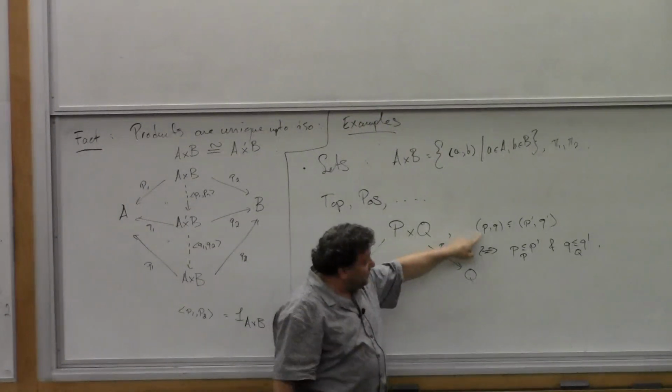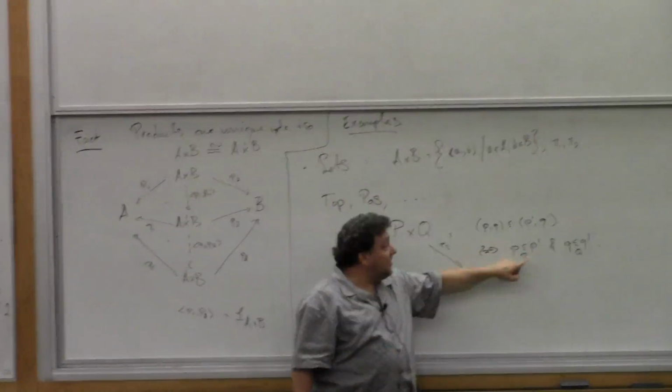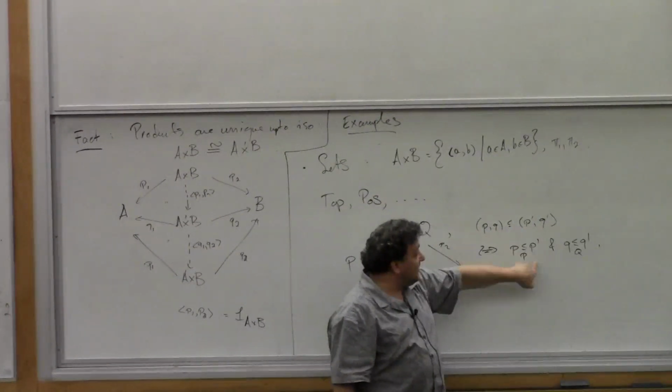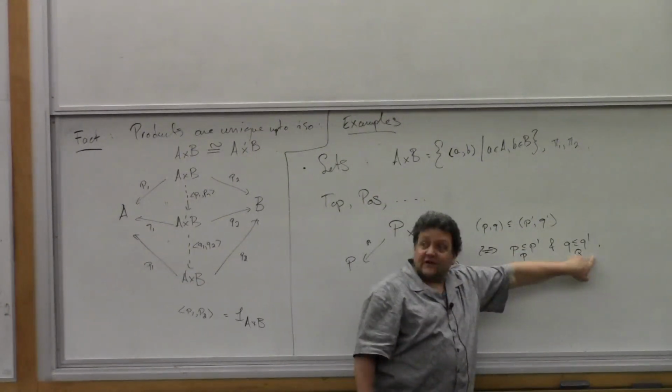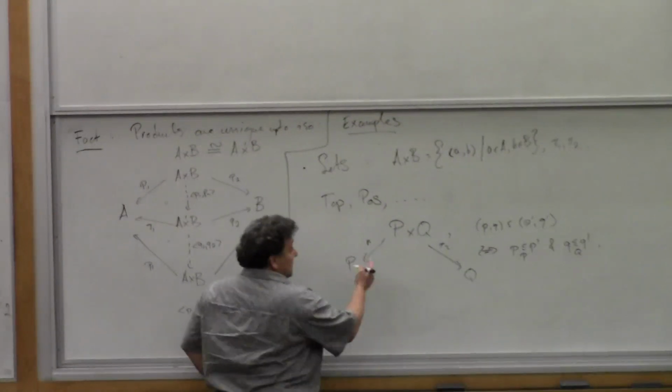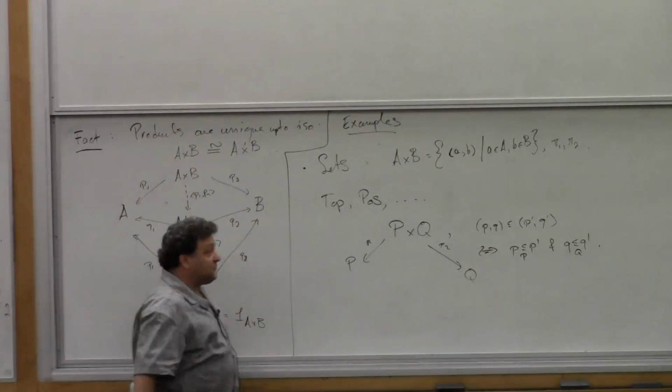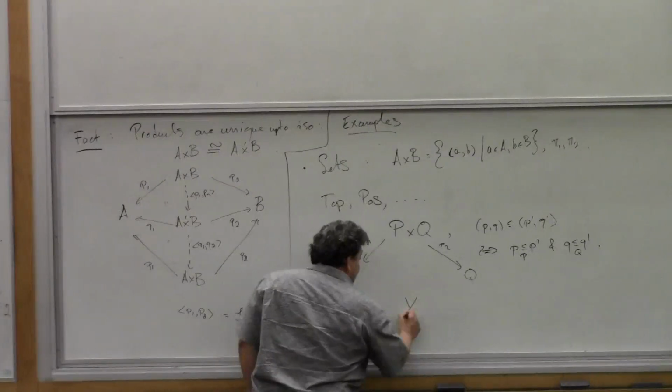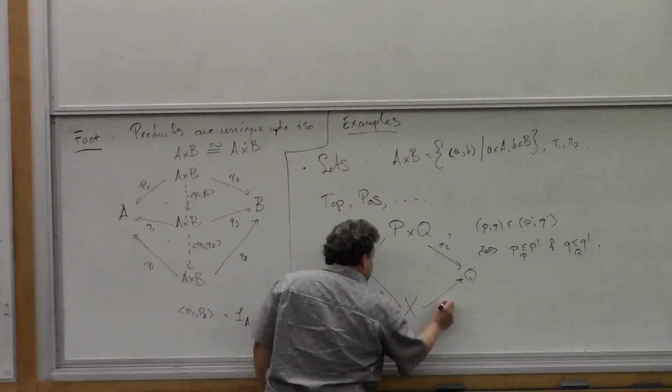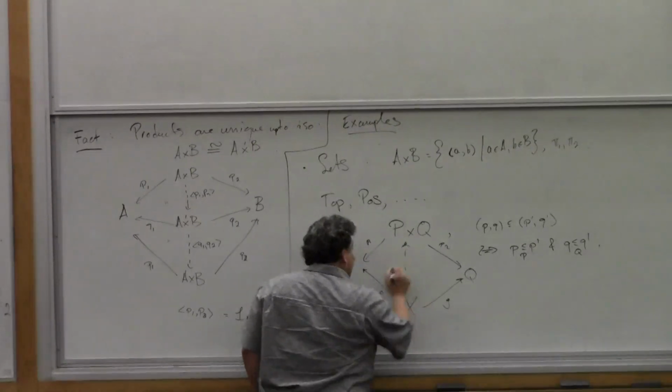But that's, by the way I've defined this, they're obviously monotone, right? Because if this is less than this, then each of the projections is also going to stand in the relation. So that's a good diagram in the category of posets. And now I say, give me some other poset and a pair of monotone maps, f and g. How am I going to find this thing?